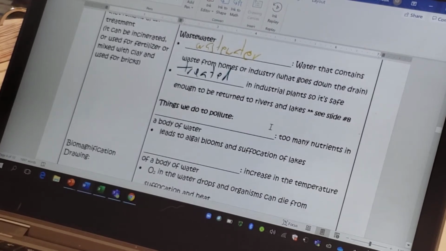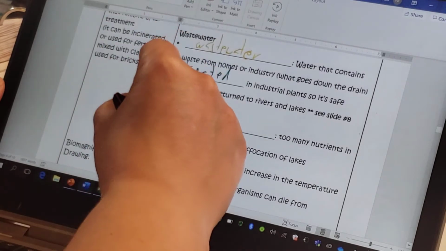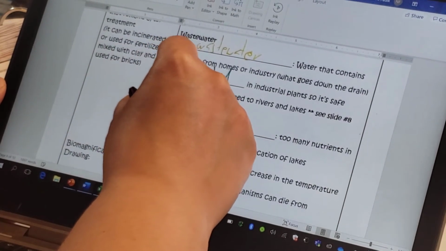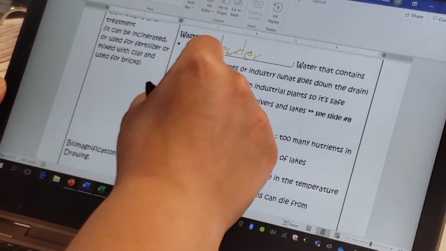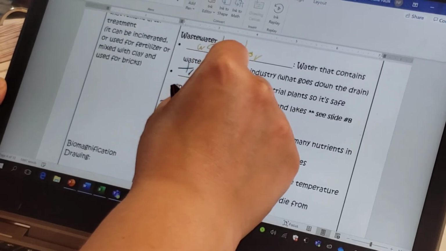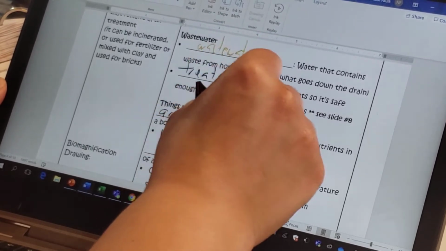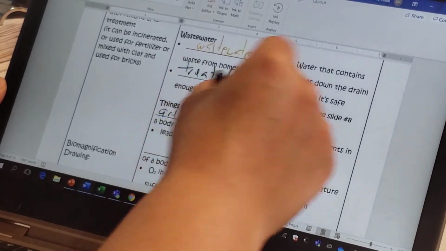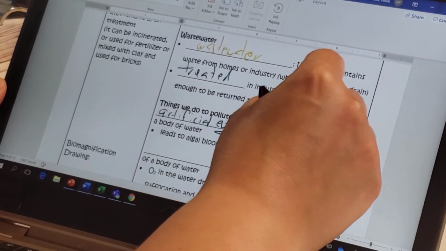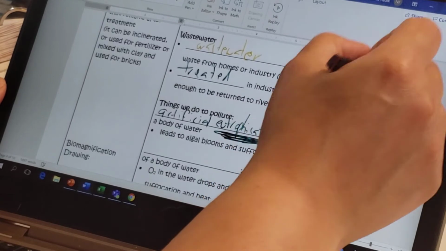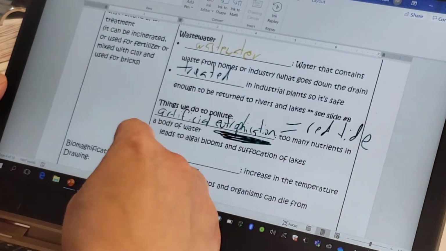Things that we do to pollute, something we call artificial eutrophication. I need you to know that word. Eutrophication. This right here is what led to the red tide. It's where you got too many nutrients in the body of water.